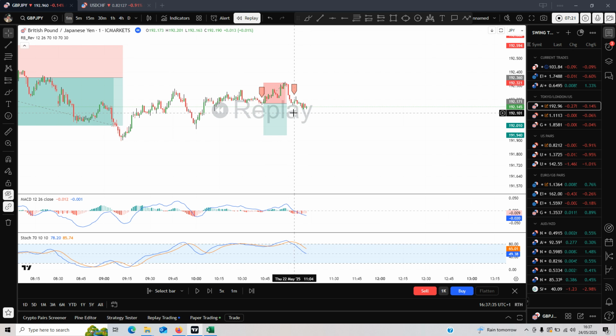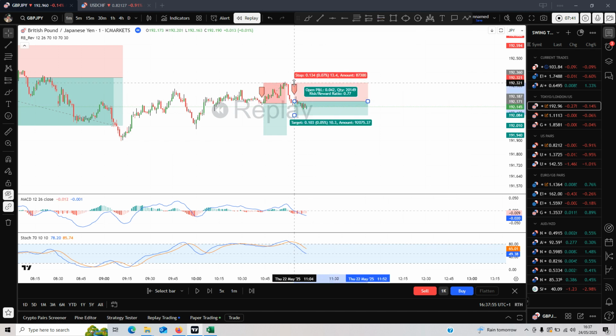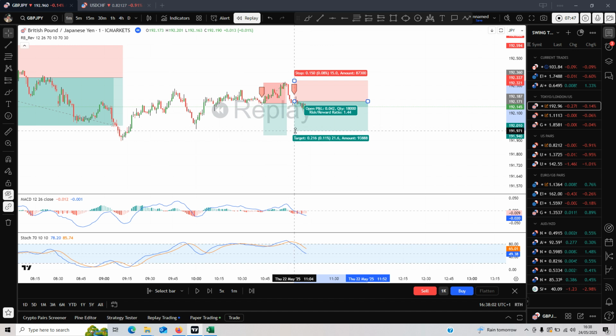a better signal here. What time are we on? We're on 11 o'clock. So this is a better signal. I think I would take this based on the crossover. And we'll take that there. We'll put a 15 pip stop loss. And we'll go for a 1 to 1.5.